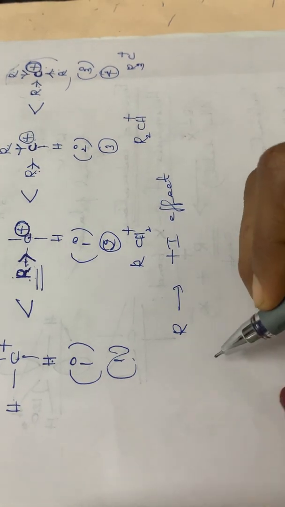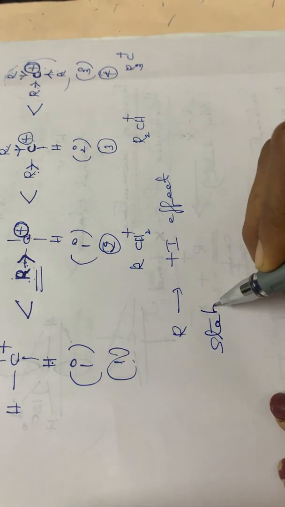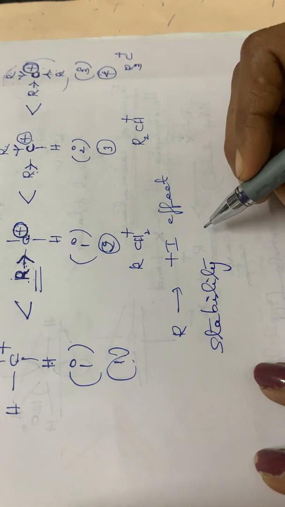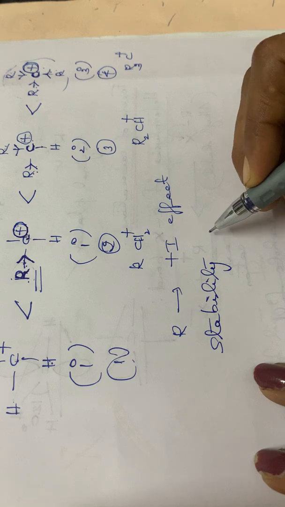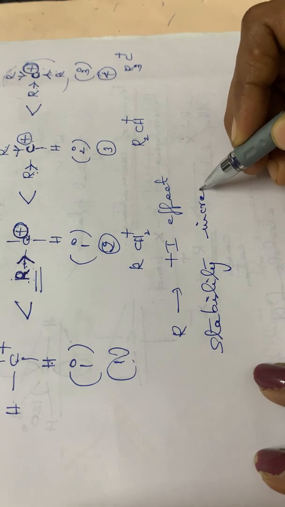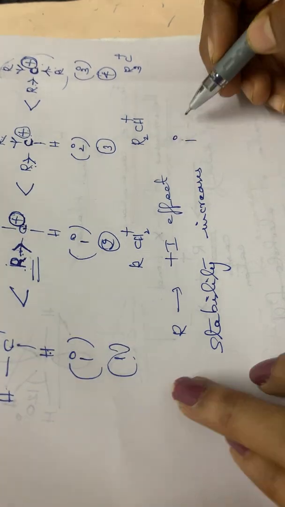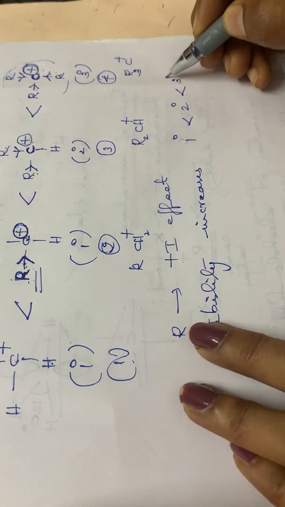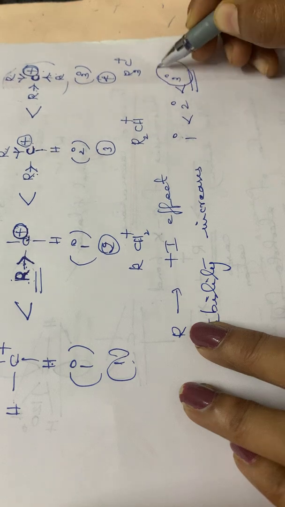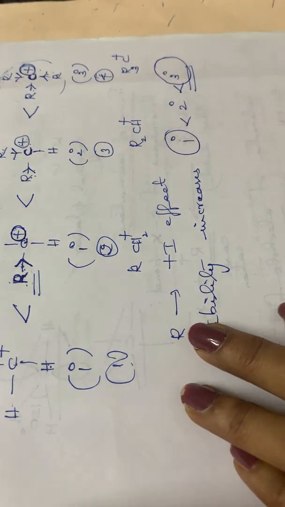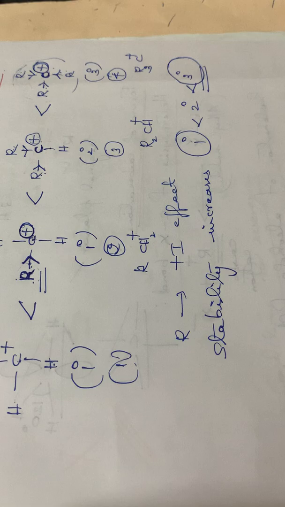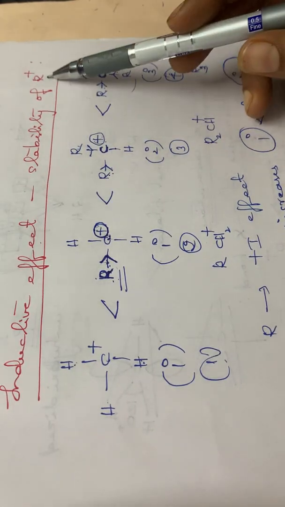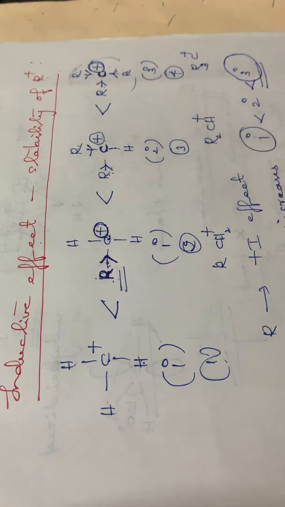So we can write the stability of the carbocations. You should not memorize all this by heart. You have to understand and study. Okay, so the stability of carbocations increases in the order: the least stable will be primary, then secondary will be more stable, then comes tertiary. So the most stable one will be the tertiary and the least stable will be the primary one. Okay, so this is the explanation for the stability of carbocations in terms of inductive effect.